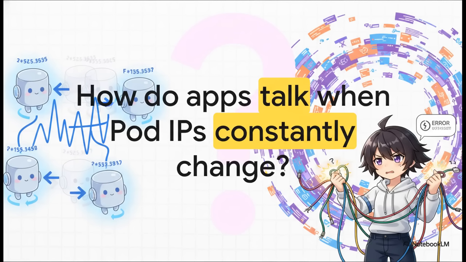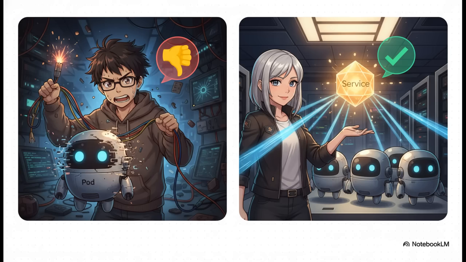Every single time a pod restarts, and it will restart, it gets a brand new IP address. So you can imagine if you try to connect to a specific pod by its IP, that connection is going to shatter the second that pod gets rescheduled. This is a massive problem in a dynamic system like this. So let me be super clear about this. You should never, ever, ever hard code a pod's IP address. It is a recipe for disaster.